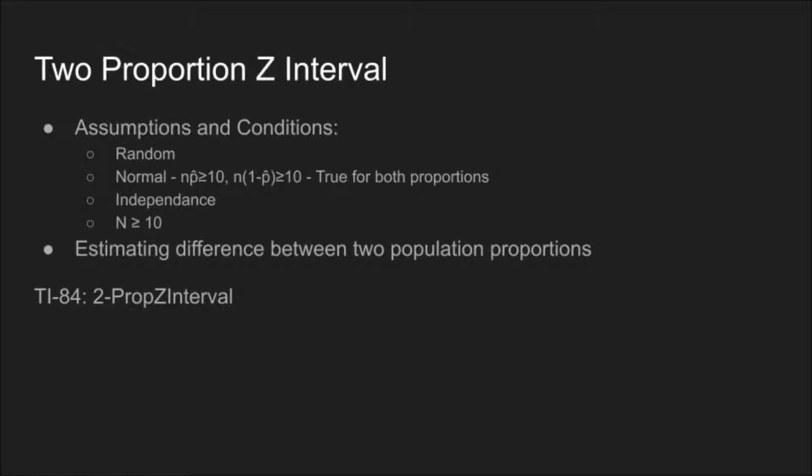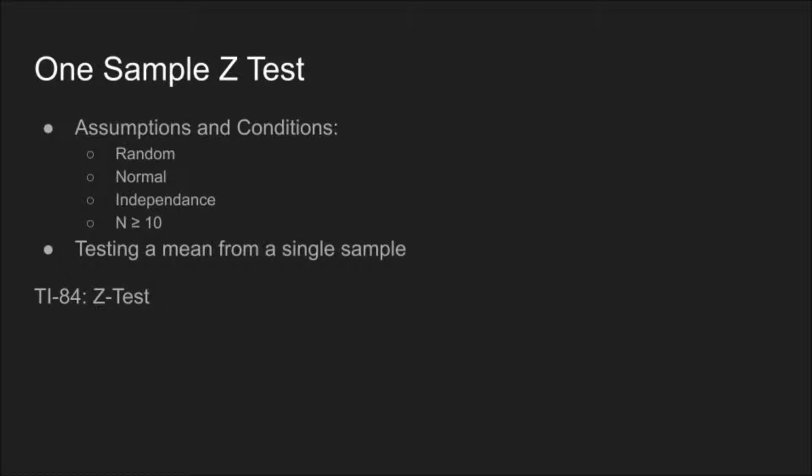Finally, for the intervals, there's the two proportion z interval, which is estimating the difference between two population proportions. Moving on to tests. You have the one sample z test, which is testing a mean from a single sample.